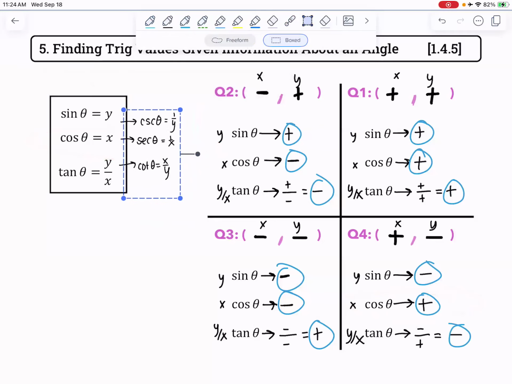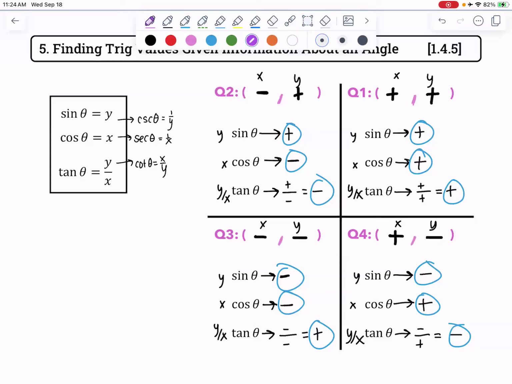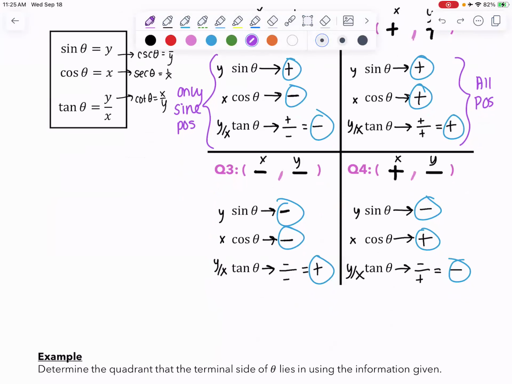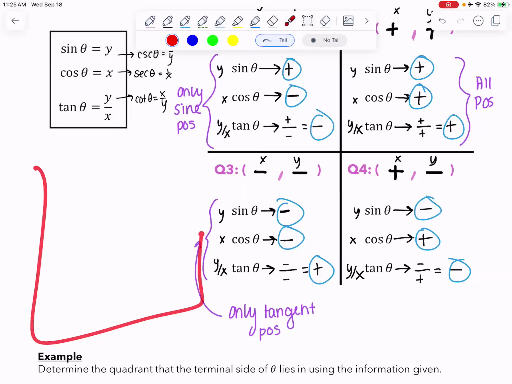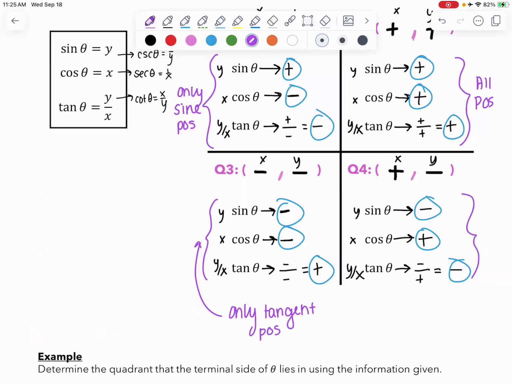I'm going to shrink these up just a teeny tiny bit here so I can make some notes. So in quadrant 1, I want to note that they are all positive. In quadrant 2, only sine, and sine's soulmate, is positive. In quadrant 3, only tangent is positive. I'm just saving some room over here because I'm going to draw something real quick. And then in quadrant 4, only cosine is positive.